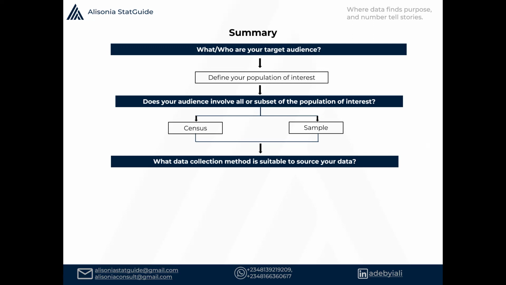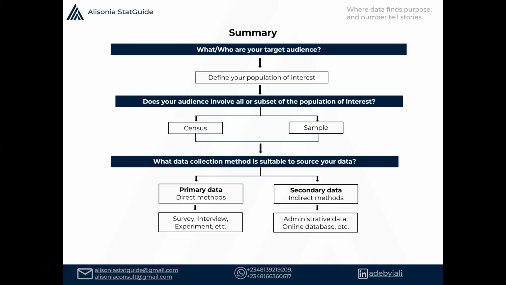So what data collection method is suitable to source your data? For primary data, we'll be talking about direct methods: we have survey, interview, experiment, and so on. For the second, secondary data, we have indirect methods, and we have aggregated data, online databases, public sources, peer review, and so on and so forth. So that's a summary of what we're talking about in this class.